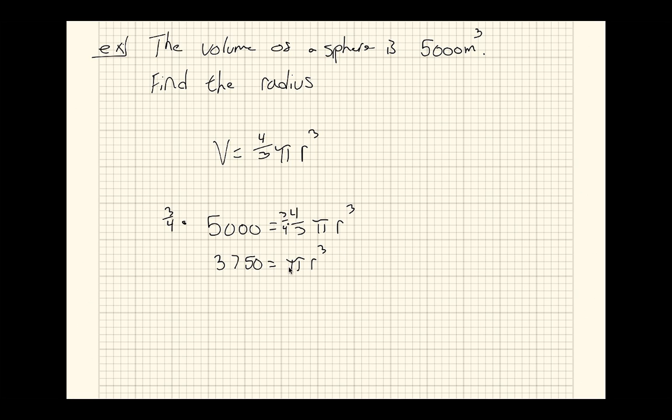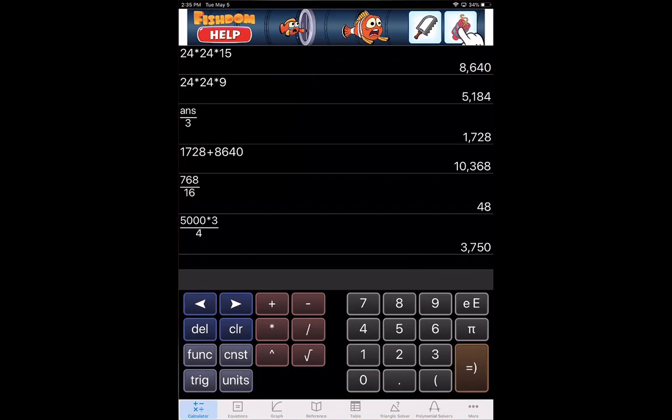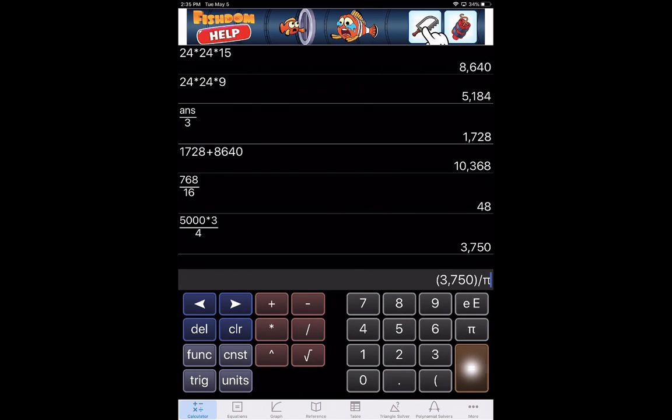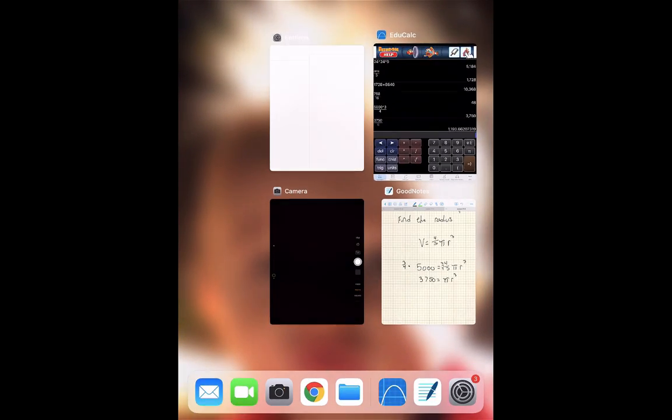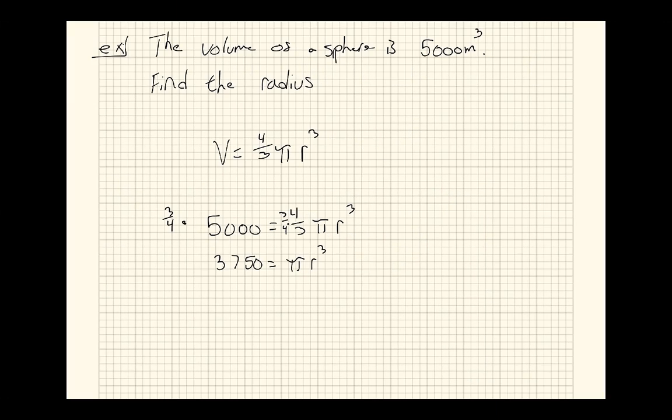Divide both sides by pi. So what is 3,750 divided by pi? 1193.7. 1193.7 equals r cubed. And then we got to think, how do we cancel a cube? Well, to cancel a square, you need a square root. To cancel a cube, you need a cube root. So it would look like this, if you remember from algebra. That's a cube root.